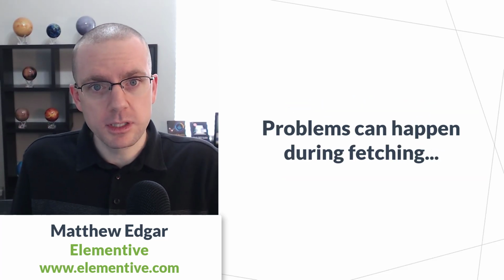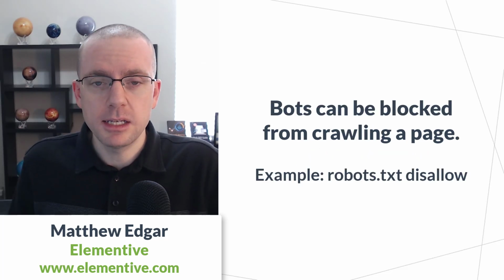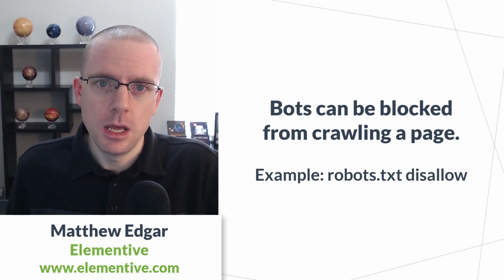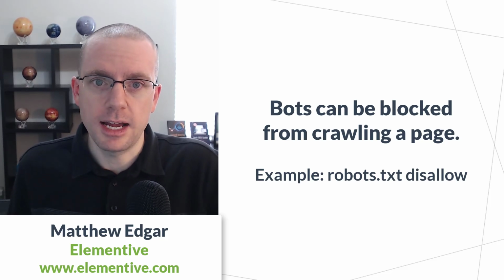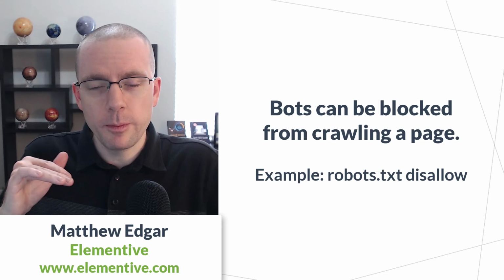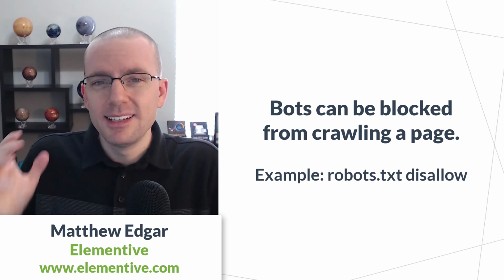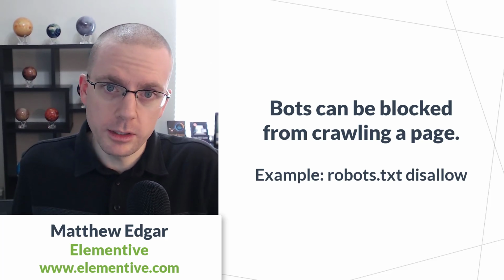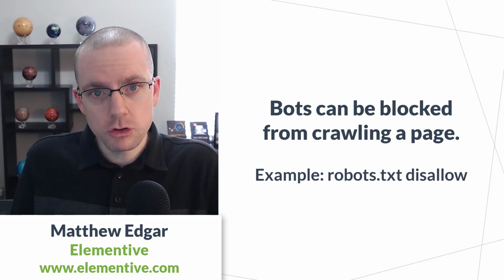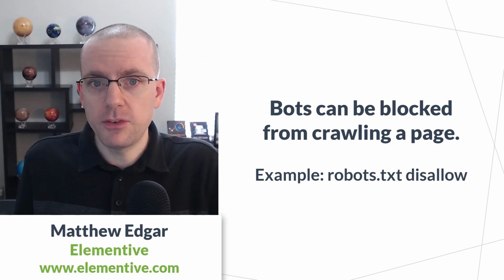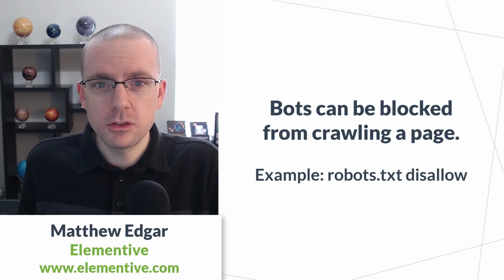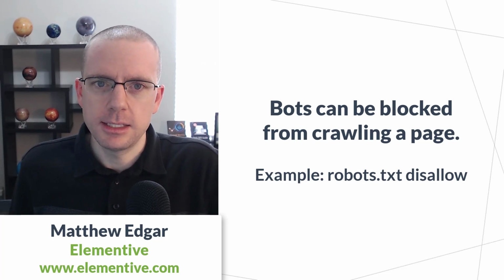Now, there are some problems that can happen here. The first problem is that Google's bots can be blocked from fetching content from a page. This can happen with a robots.txt disallow statement. That robots.txt disallow statement tells Google you do not want them fetching content from this page, and Google's going to respect that. So you want to make sure that if Google's unable to fetch content from a page, you aren't accidentally blocking them from doing so with a robots.txt disallow.